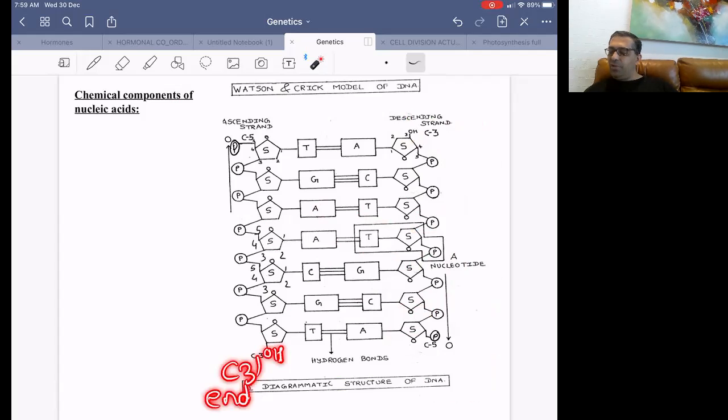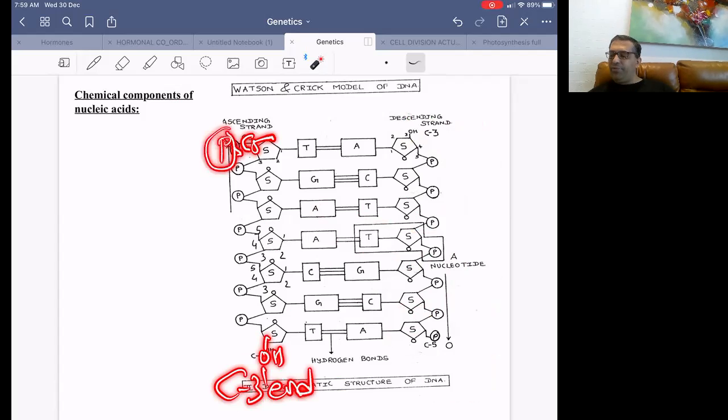And here we have C5 up, OH down, and C3 end. And here we have C5 up, attached to it a free phosphate, and that strand is called the ascending strand because 3 to 5 polarity is above.